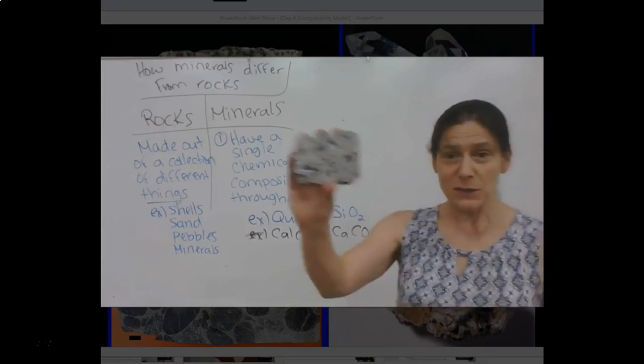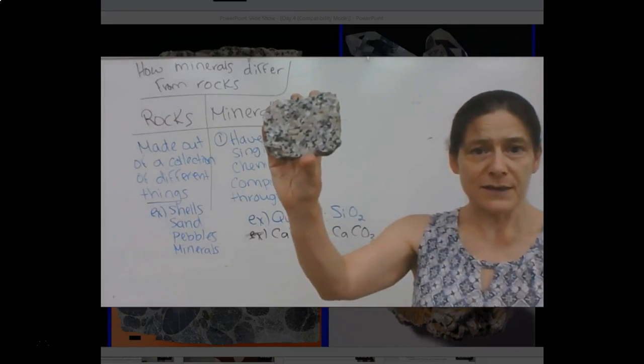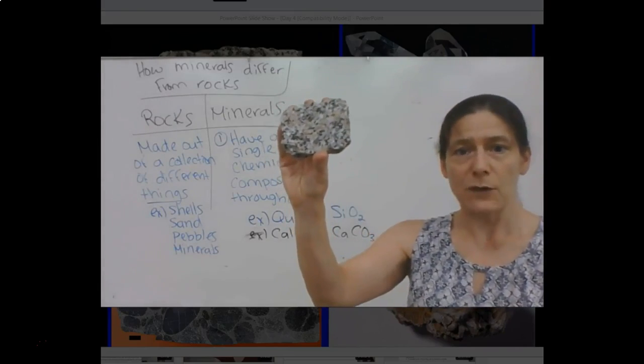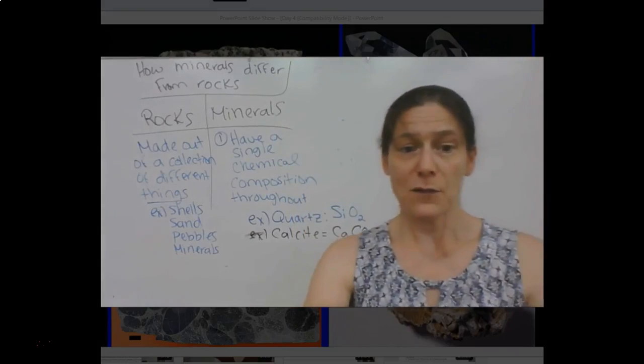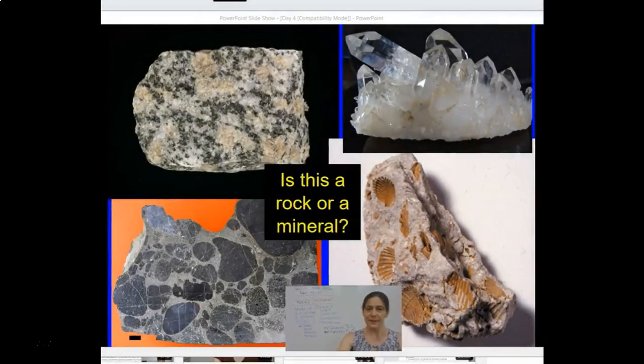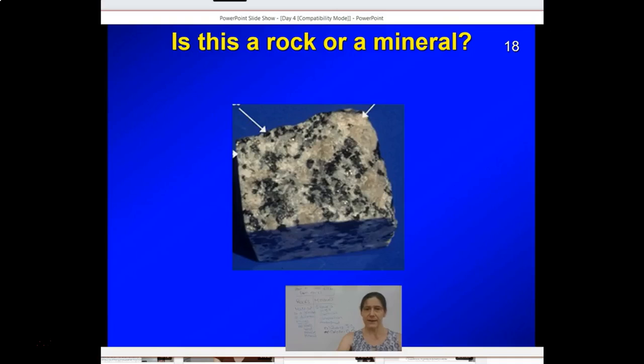And again, if we did this with a rock, we'd get different things. I sample the pink area, I get 1 chemical formula. The black area, a different chemical formula, and so on and so forth. So let's look at that in this next slide. Again, rock or mineral? Rock. It's a rock that's made out of a collection of minerals.